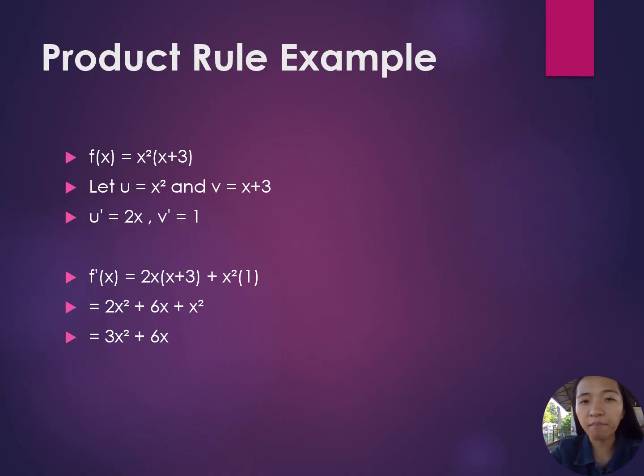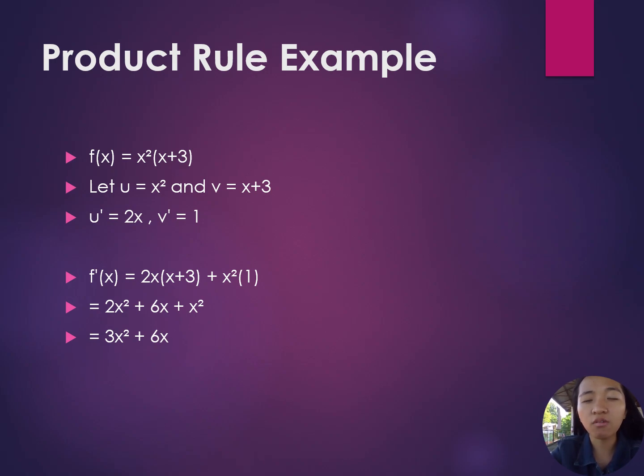So now let us apply the product rule in this example. Suppose f of x equals x squared multiplied by the quantity x plus 3. Let u equal x squared and v equal x plus 3. The derivative of u is 2x and the derivative of v is 1. So now we apply the formula. f prime of x equals 2x times the quantity x plus 3 plus x squared times 1.